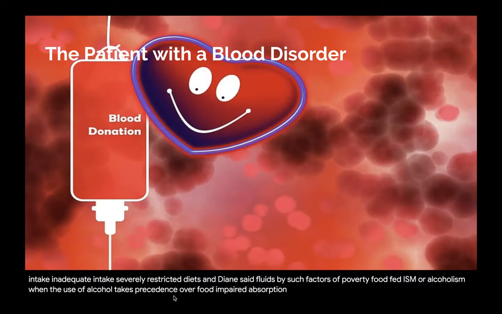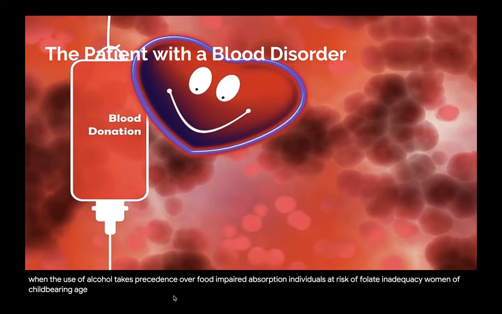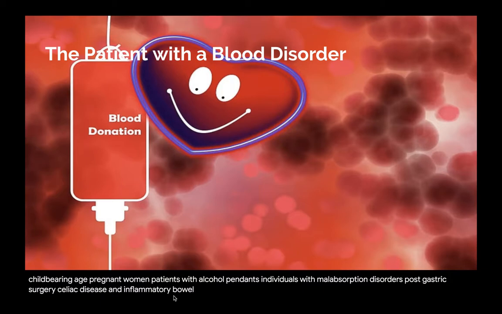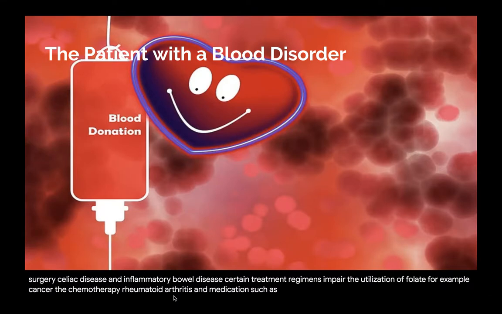Impaired absorption. Individuals at risk of folate inadequacy: women of childbearing age, pregnant women, patients with alcohol dependence, individuals with malabsorption disorders, post-gastric surgery, celiac disease, and inflammatory bowel disease. Certain treatment regimens impair the utilization of folate, for example, cancer chemotherapy, rheumatoid arthritis, and medications such as methotrexate and Dilantin.